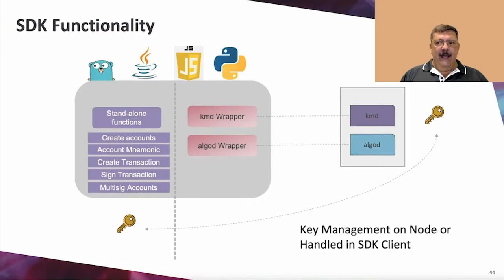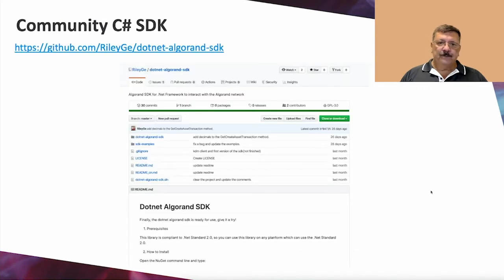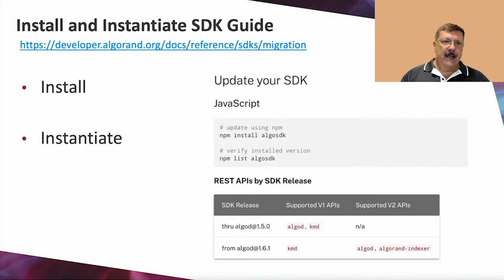These are the 4 SDKs that are supported: Go, Java, JavaScript, and Python. This allows you to build applications for Algorand, and you can see the types of things that you can do here. You can create transactions, you can create accounts, and there are a lot of standalone functions. You can sign transactions, and multi-sig transactions as well. There is also a community C# SDK, and there are a few other language SDKs available on our community page.